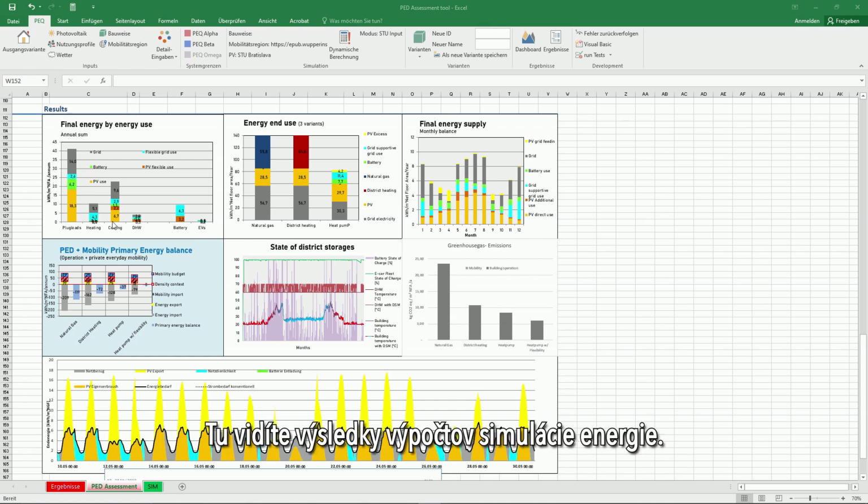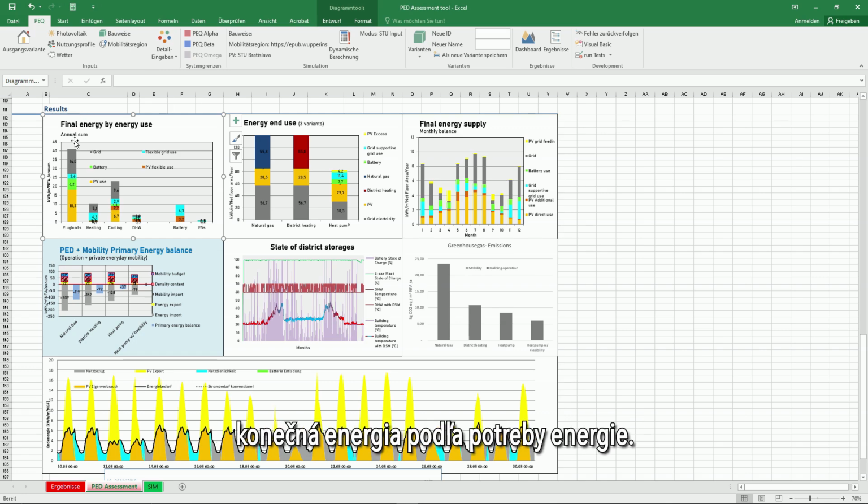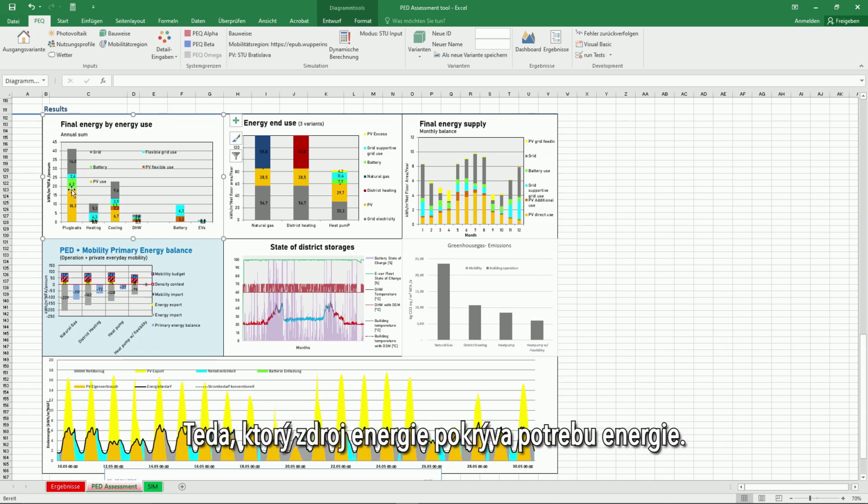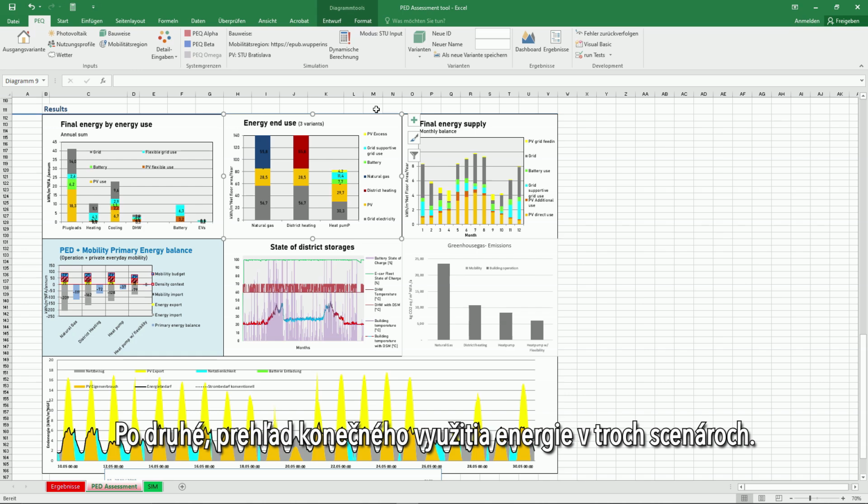So here you see the energy calculation results of the simulation. They are grouped in two rows. First, final energy by energy use, which shows which energy use is provided by which energy source. Secondly, an overview of energy end use in three scenarios.